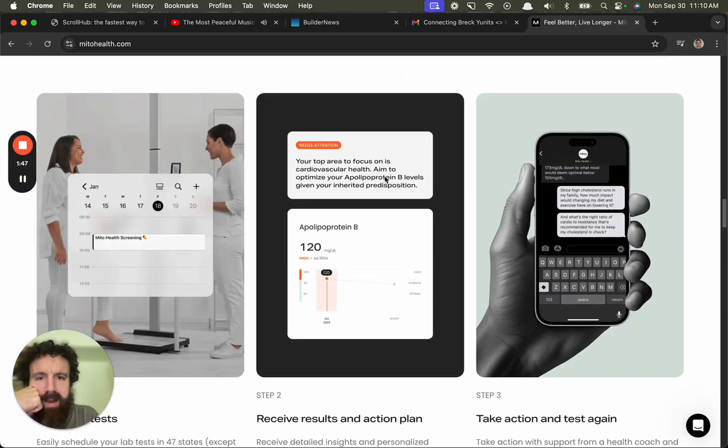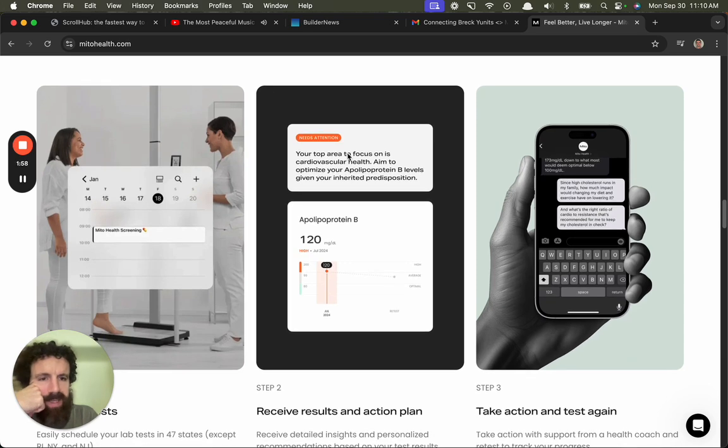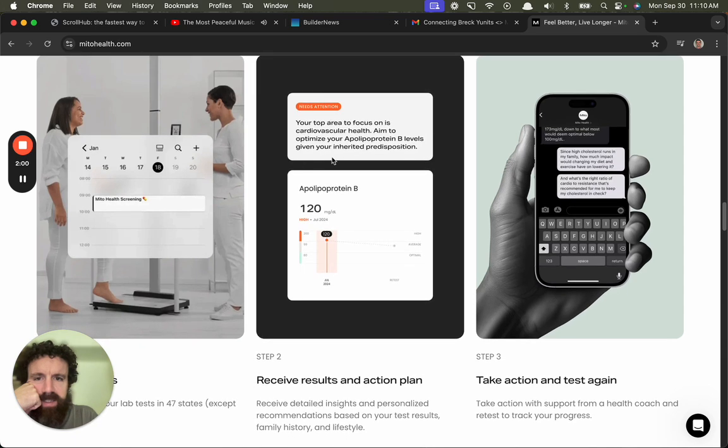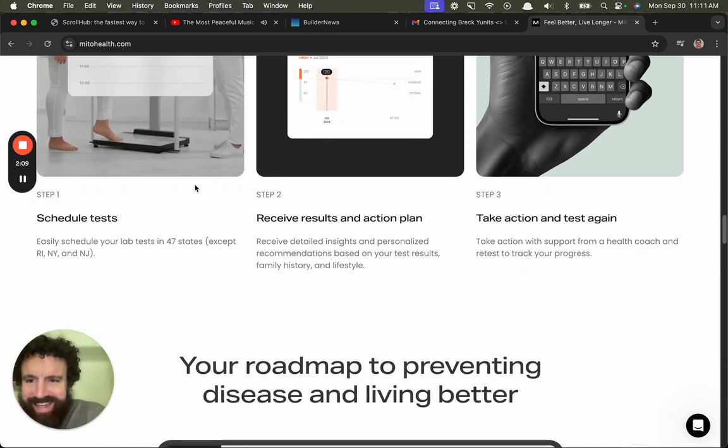Your top area to focus on is cardiovascular health. Aim to optimize your polyprotein B levels given your inherited predisposition. That's quite specific. I feel like people probably shouldn't be worrying about that sort of thing, but easily schedule your lab tests in 47 states except Rhode Island, New York, and New Jersey. Who cares about those states anyway?